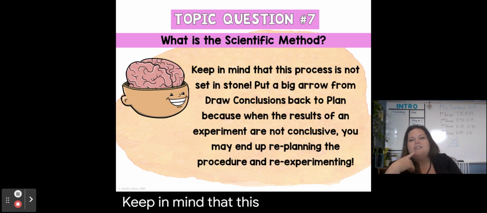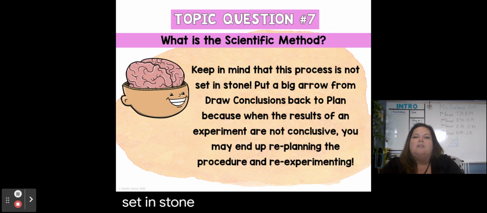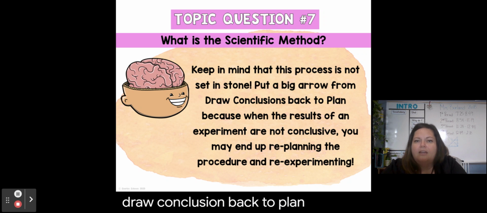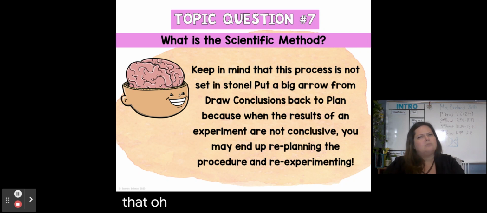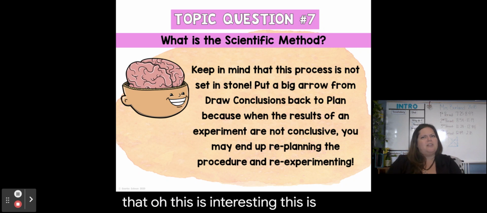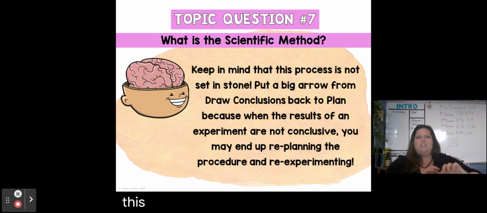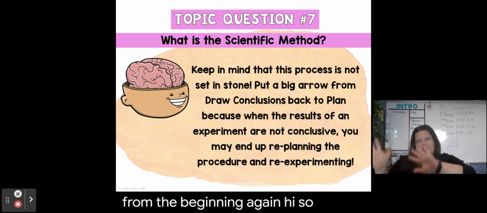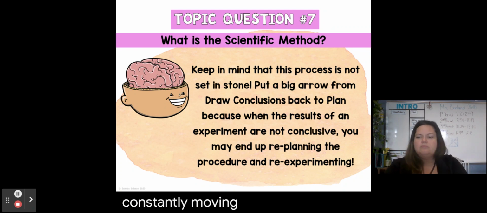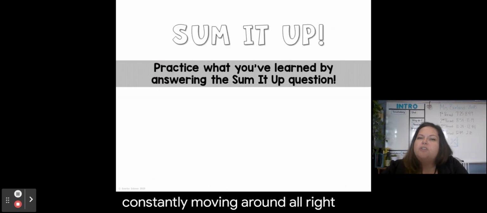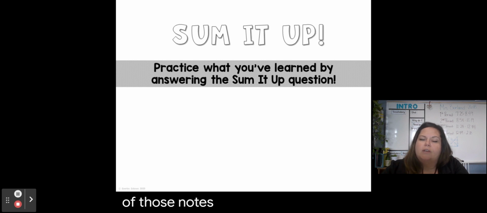Keep in mind that this process is not set in stone. So put a big arrow from draw conclusion back to plan, because when the results of an experiment are not conclusive, you may end up replanning the procedure and re-experimenting. Okay, you might see that, oh, this is interesting. This isn't what I thought would happen. Maybe this changed it, and you kind of start from the beginning again. Okay, so it is constantly moving around. All right, make sure you sum it up at the bottom of those notes.